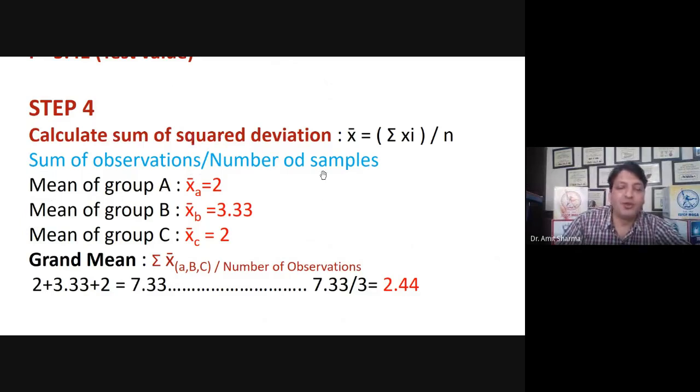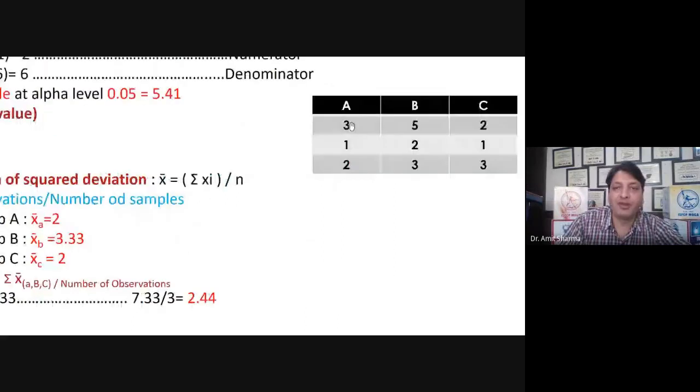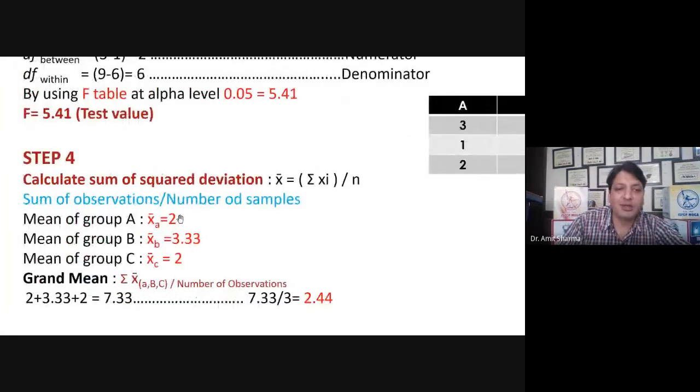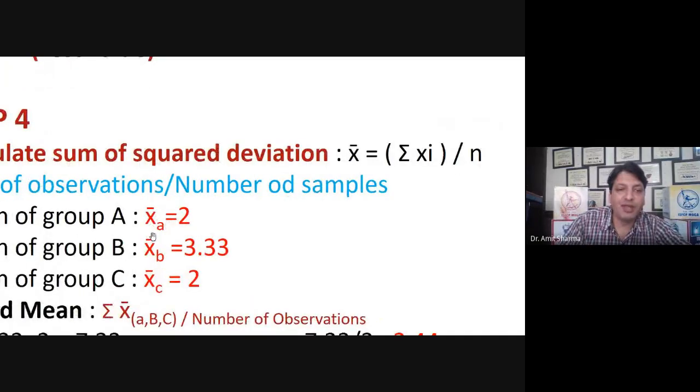So to calculate the sum of squared deviation, how to do it? The mean of each group you have to calculate. For example, we have 3 different groups, group A, B and C. We have to calculate what is the mean of A, what is the mean of B and what is the mean of C. So the mean of A is 2. I have already calculated. The mean of group B is 3.33 and the mean of group C is 2. Clear? So x bar A is representing group A, x bar B is representing group B, and x bar C is representing group C.